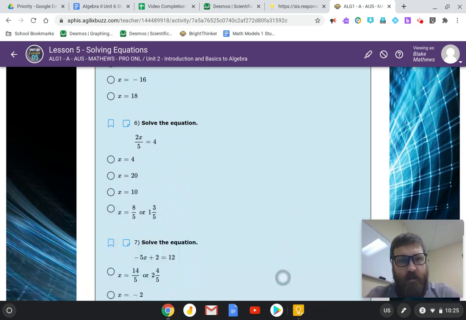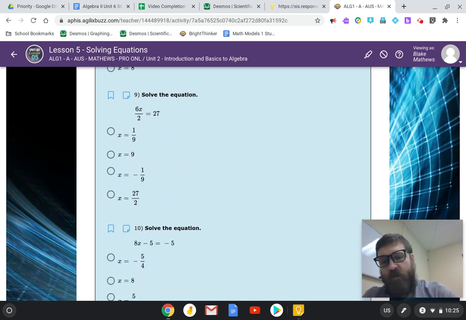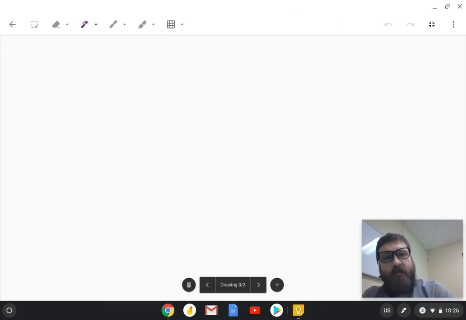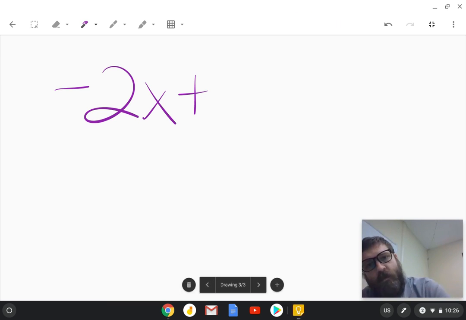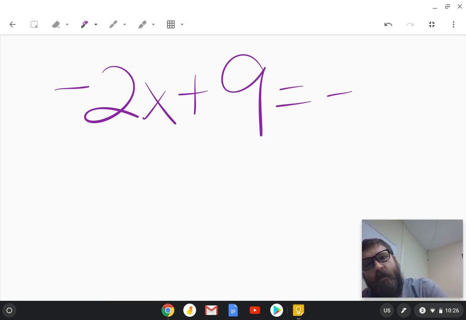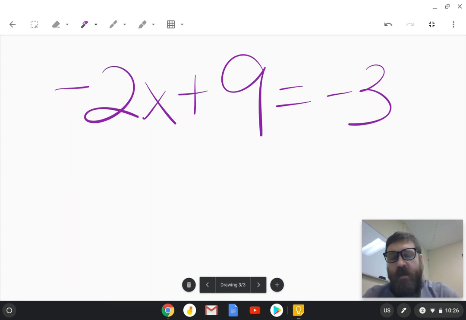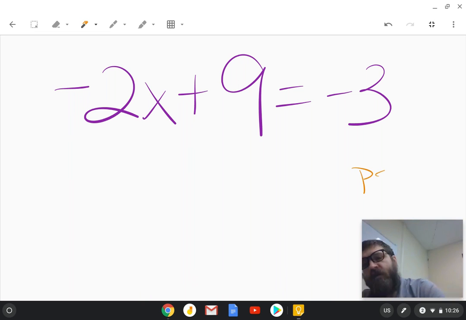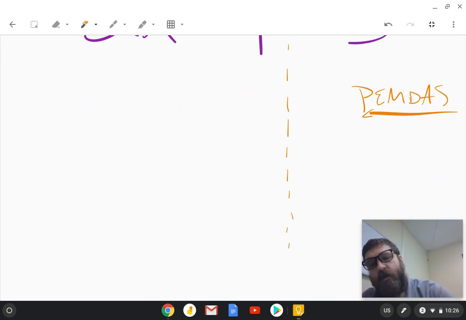9, number 6. Then the rest of these are just multi-step problems, and I'll work through a few more examples of those. These would be problems where you have a bunch of negatives, you have multiple things being done to x, and so you have to basically unravel this. So remember, we're going to go in PEMDAS reverse. So we're going to start with addition and subtraction. We have plus 9. We're going to draw our little dividing line over here.